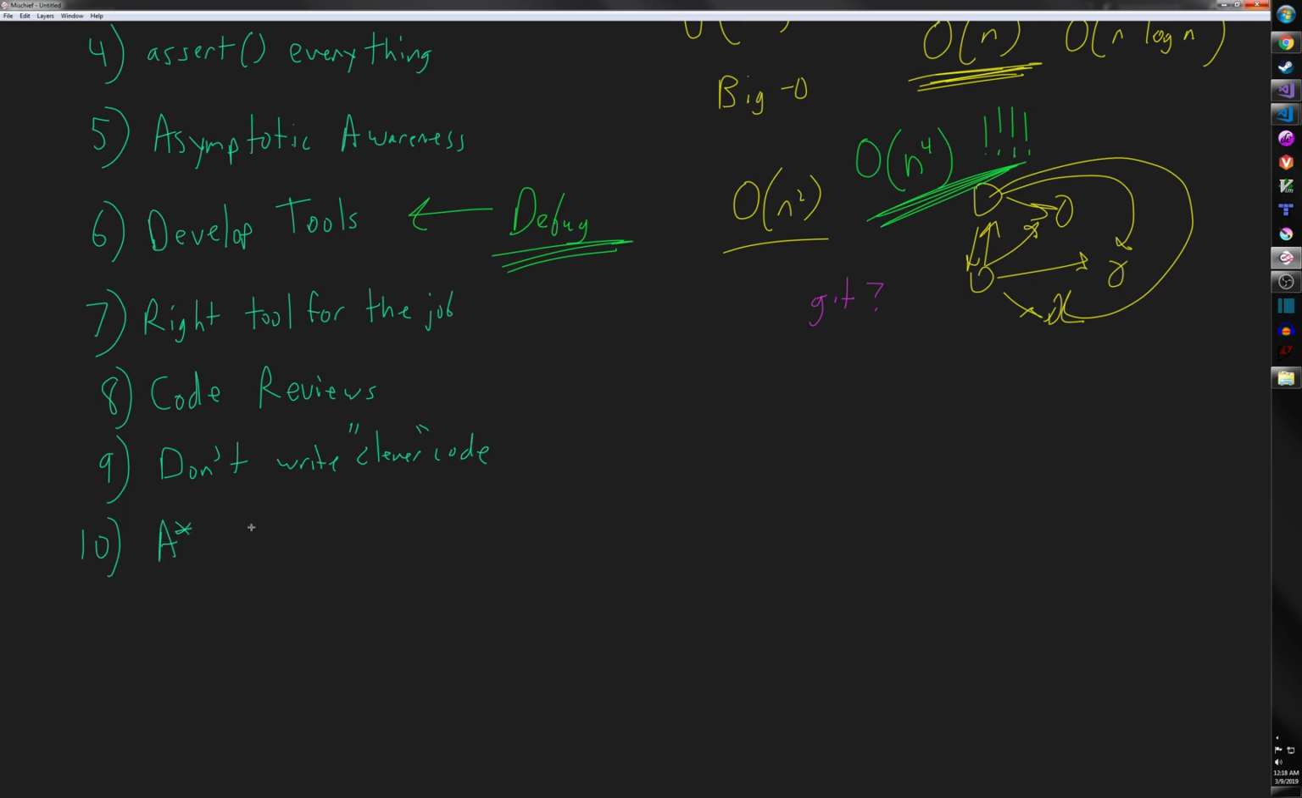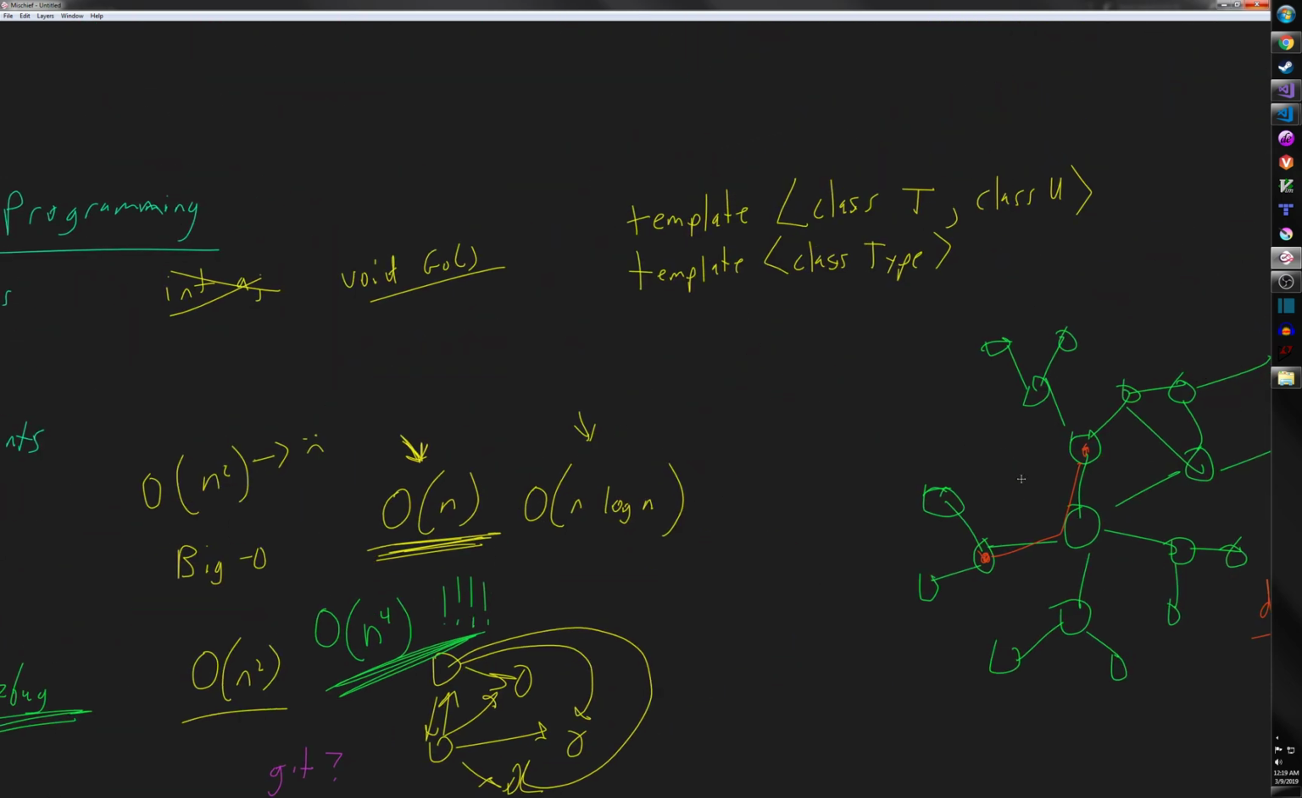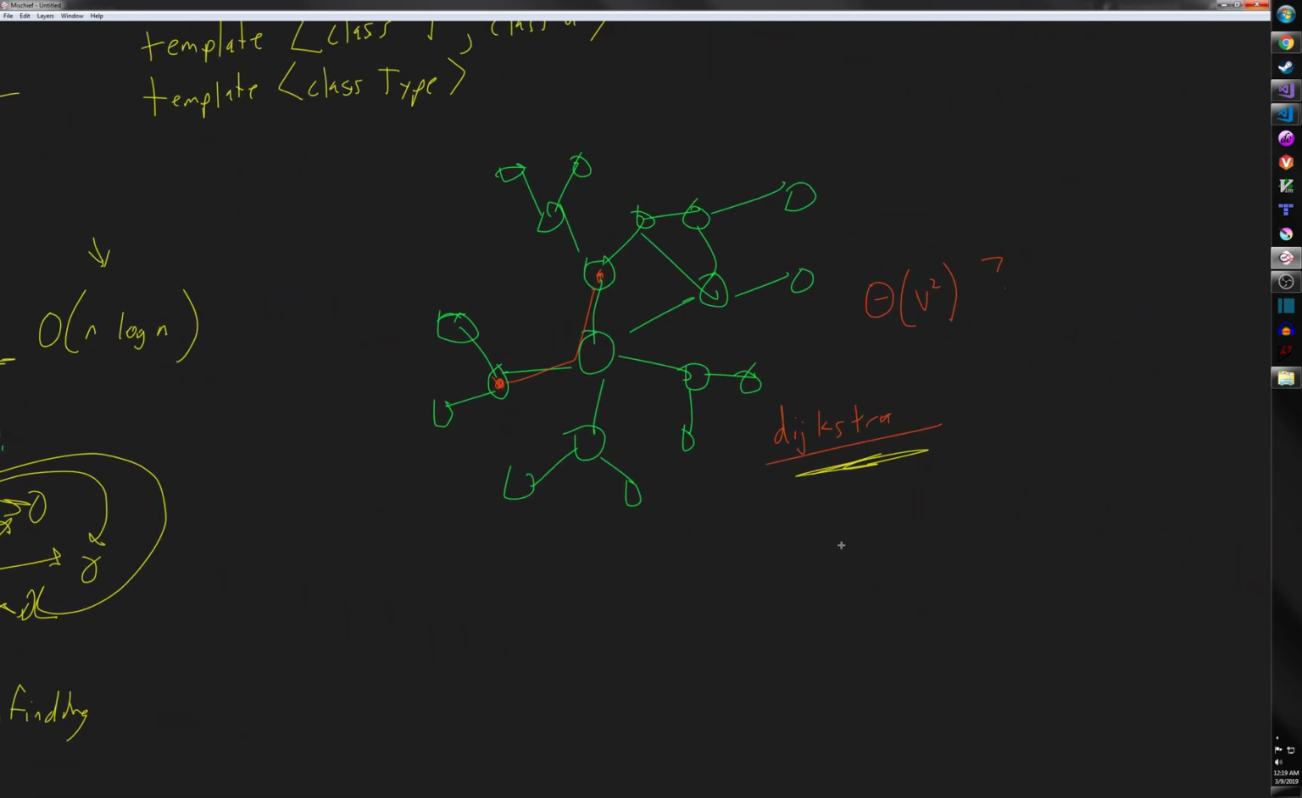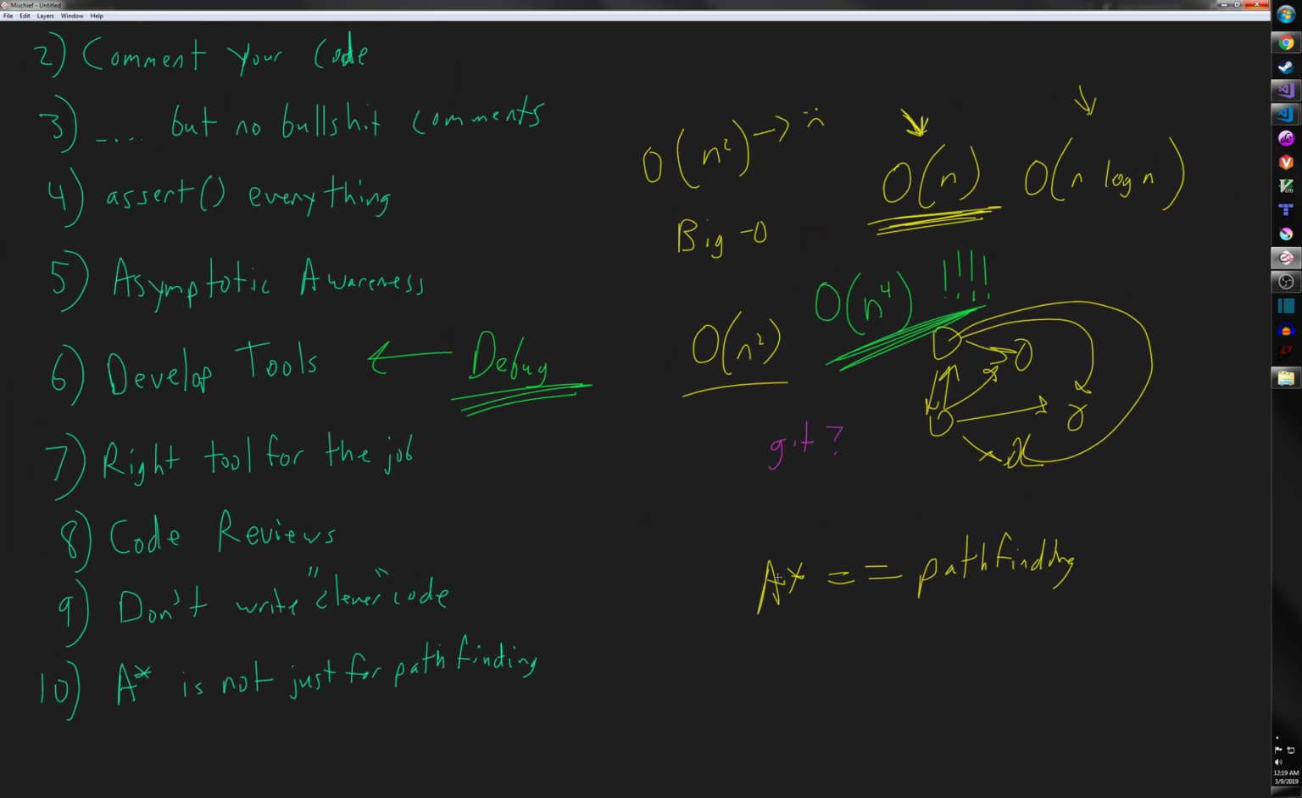A star is not just for pathfinding. A lot of people I've talked to will say, oh, A star, that's the pathfinding algorithm, right? Well, no. I mean, technically, Dijkstra is also a pathfinding algorithm if you really want to be pedantic about it, right?